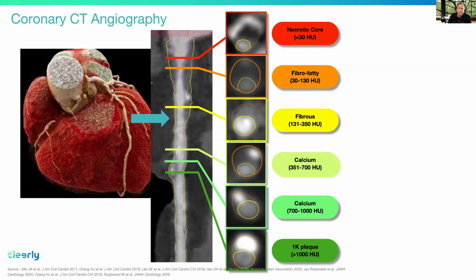And we've learned that atherosclerotic plaque is not one type of plaque. There are actually many different types of plaque, and they represent a continuum of imaging appearance on CT, which also is a continuum of risk to the patient.